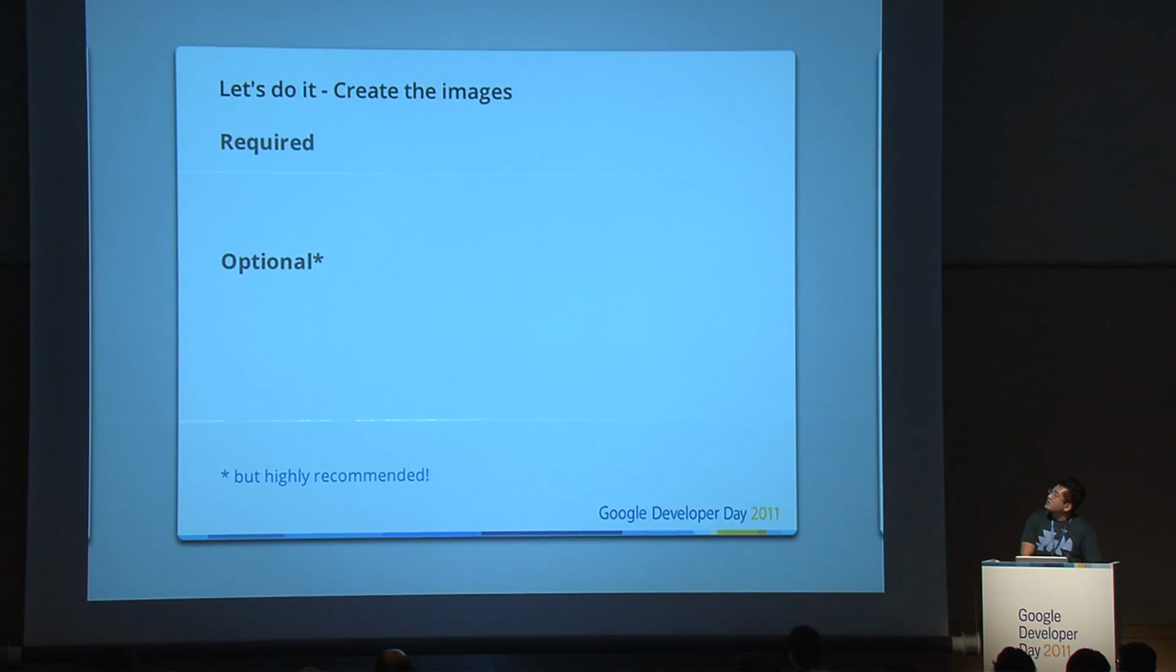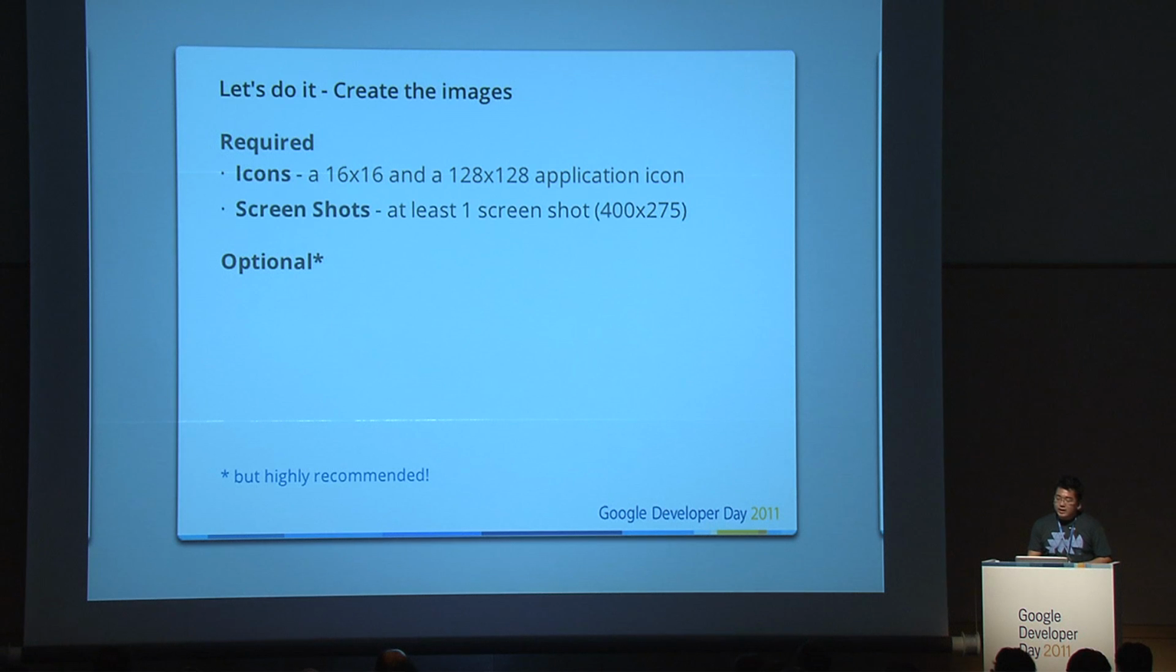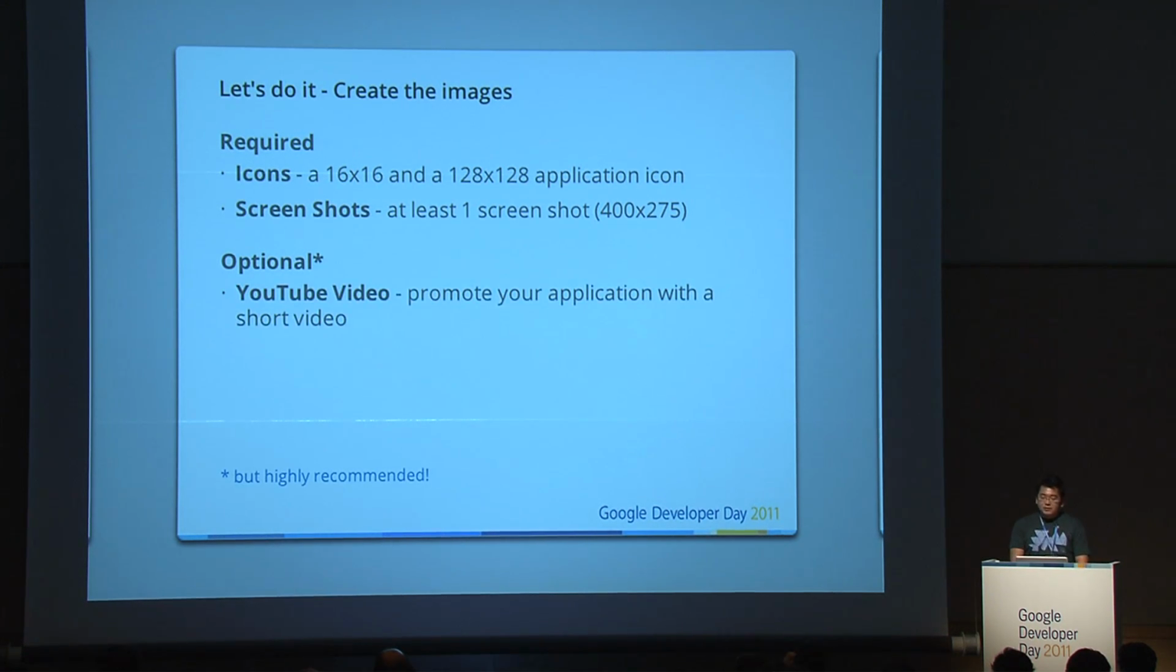Once we have the manifest JSON created, we then need to create the images themselves. Again, a 16 by 16 icon and a 128 by 128 icon, and take a screenshot of our application. So the screenshot will be shown on the application page to kind of give users a sense of what the application does. Also optional that you can include are a YouTube video. The YouTube video typically defines what your application does or shows an example of how to use the application.